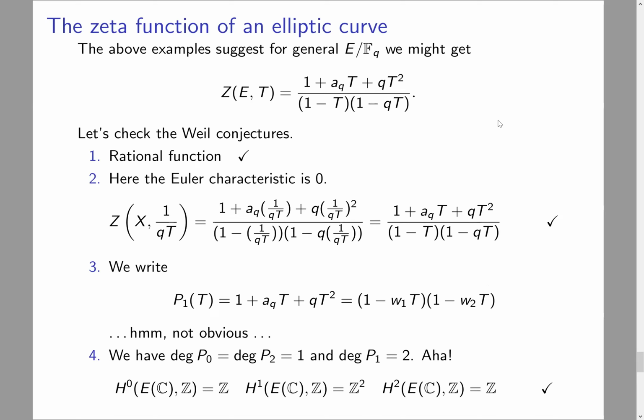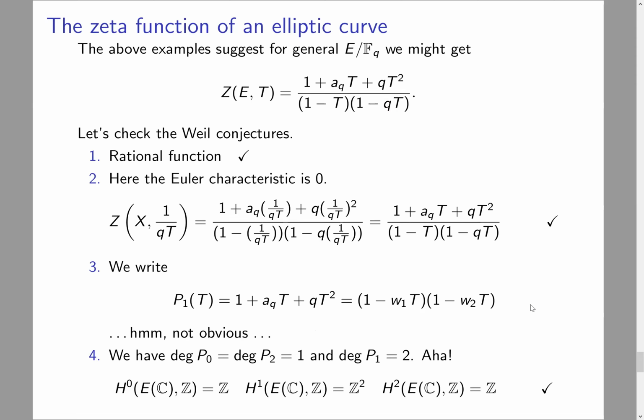Now we need to check this third thing about the size of these reciprocal roots, the Riemann hypothesis, as it's called. Well, the case of 1 minus t and 1 minus qt works, because 1 minus t is the 0th part. So we expect that coefficient of t to be size q to the 0. It is, it's 1. This one should be size q to the 2 over 2. It is, it's q. So the interesting one to check is P1, the numerator. P1 is this numerator term, 1 plus a_q t plus q t squared.